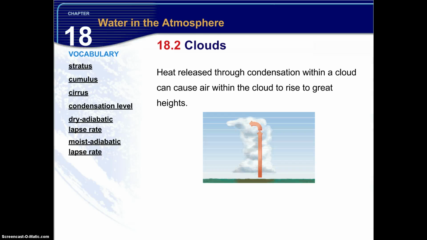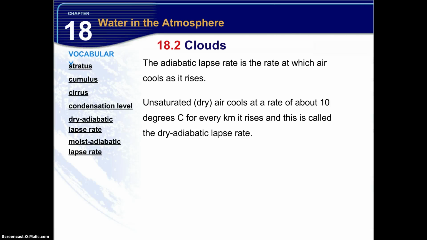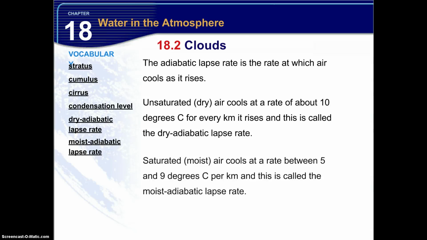Heat released through condensation within a cloud can cause air within the cloud to rise to great heights. The adiabatic lapse rate is the rate at which air cools as it rises. Unsaturated dry air cools at a rate of about 10 degrees Celsius for every kilometer it rises, and this is called the dry adiabatic lapse rate. Saturated moist air cools at a rate between 5 and 9 degrees Celsius per kilometer and is called the moist adiabatic lapse rate, or the moist lapse rate. So we have a dry lapse rate and a moist lapse rate, depending on the type of air. Is it dry, unsaturated, or is it moist, saturated?